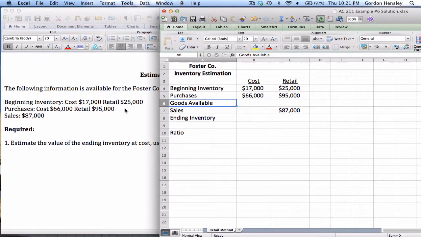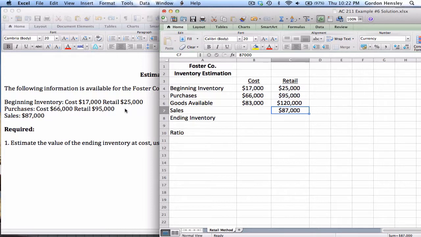Now right here on line 3 it says goods available. How do we get the goods available? Basically everything we have available would be our beginning inventory plus our purchases. So it's literally that easy. At cost I'm going to take that beginning inventory and add on those additional purchases, which means we have a total of $83,000 available at cost. And then I'll do the same thing for retail. The beginning inventory plus purchases means that we have $120,000 total available in terms of retail price.